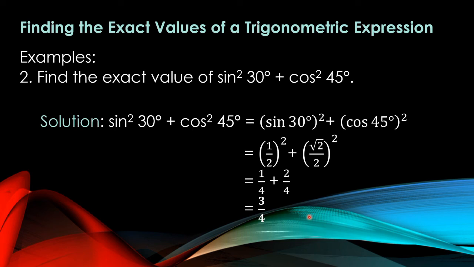So, we will add 1/4 plus 2/4. Again, this is a similar fraction. So, we will just add the numerators and copy the denominator. So, 1 plus 2 is 3. Copy the denominator 4. So, that is 3/4. The value of sine squared 30 degrees plus cosine squared 45 degrees is 3/4.